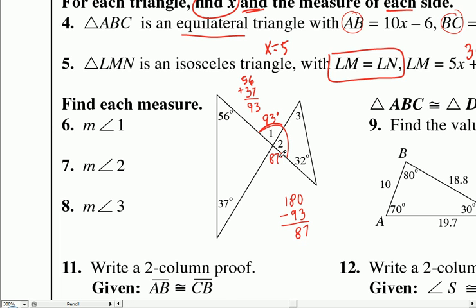Oh, wait a minute. Let's see if it is, actually. 87 is not the exterior angle. The 93 is. It's not the 87 because, look, you can only extend one side.